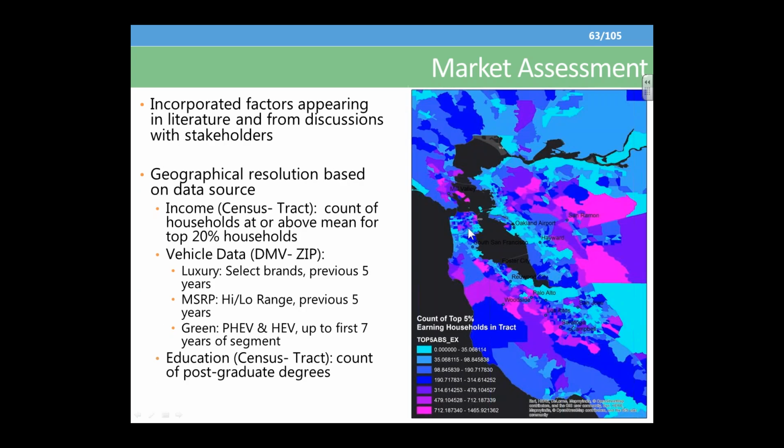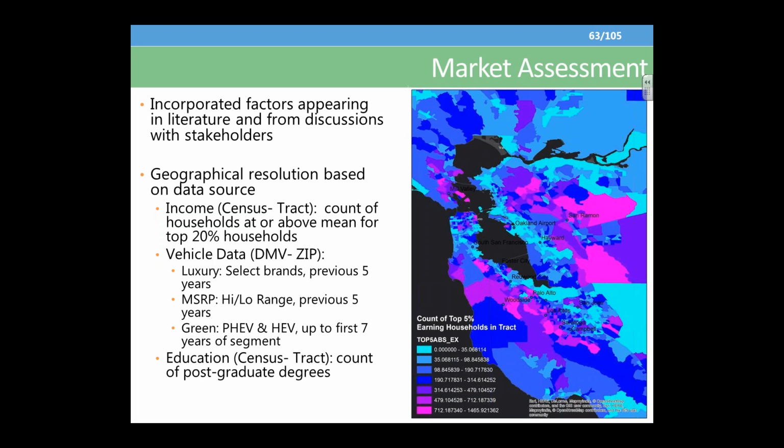So we incorporated factors that appear in literature and from discussions with stakeholders. So this is based on ARB's best up-to-date estimation and understanding of what is important in this kind of analysis. The geographical resolution is based on the data source. So this is where we're combining some different data sources.